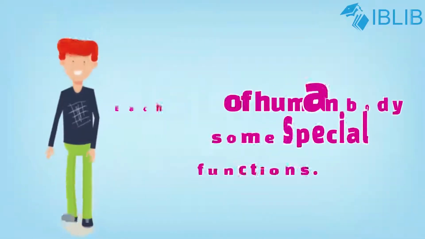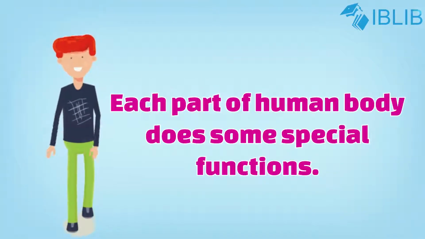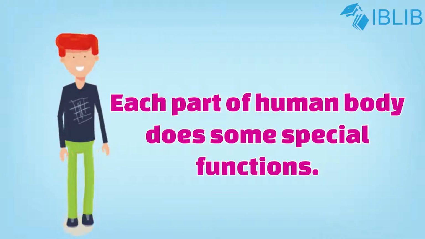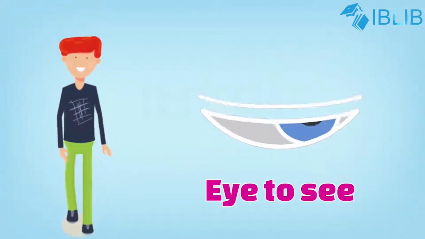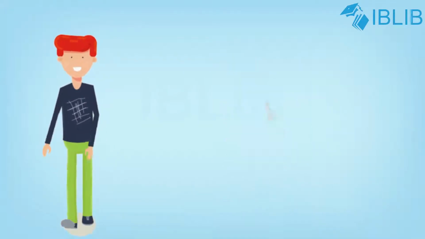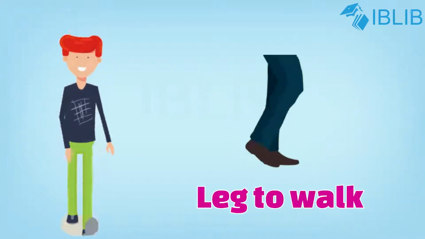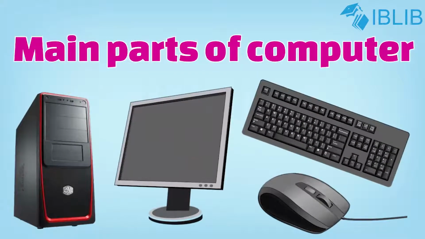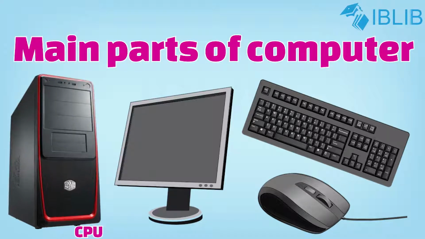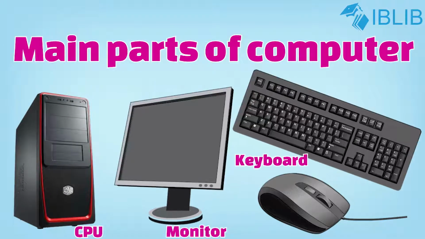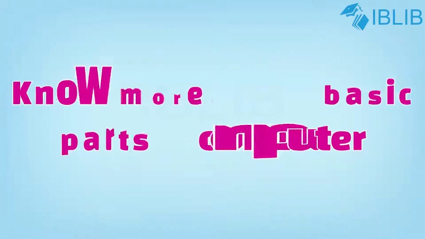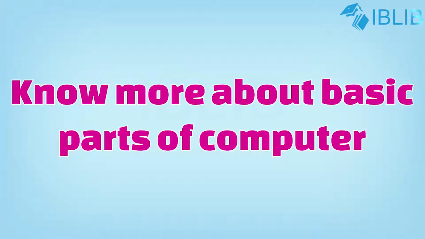Now, as our human body has many parts and each part does some special function, like we have eyes to see, nose to smell, ear to hear, and hands to work, legs to walk. In the same way, a computer too has different parts and each part does some special work. A computer has four basic parts. They are the CPU, the monitor, the keyboard, and a mouse. Let us learn more about these basic parts of the computer.